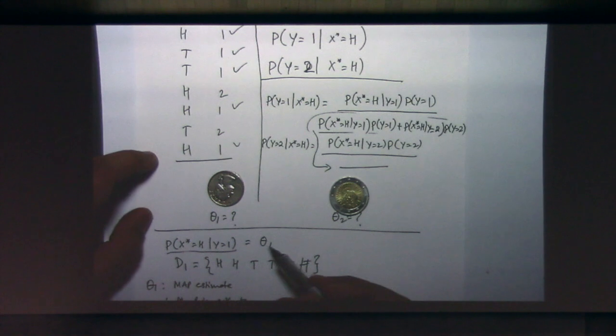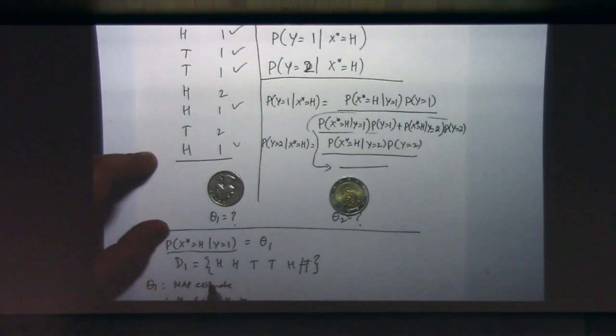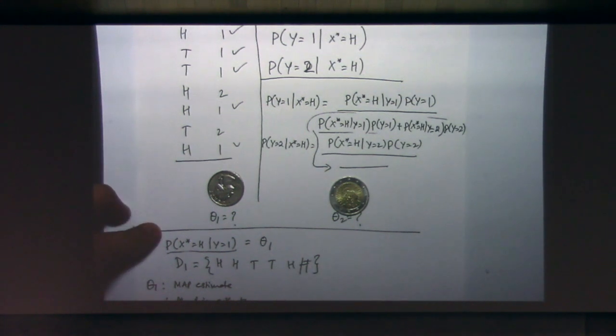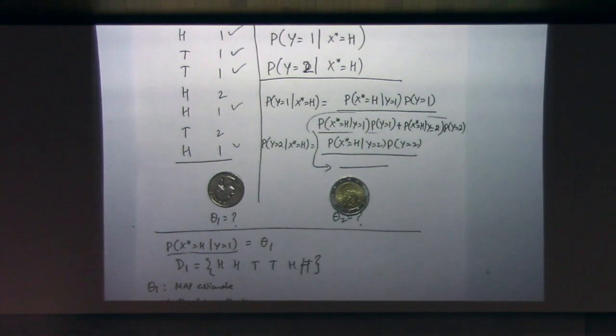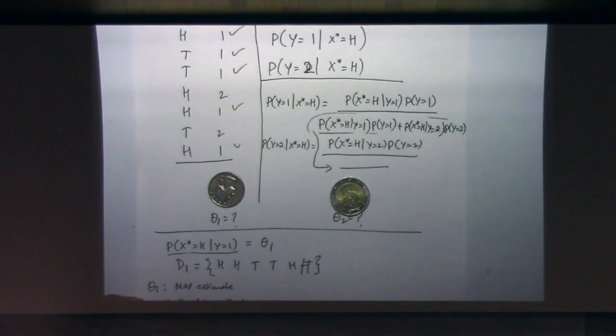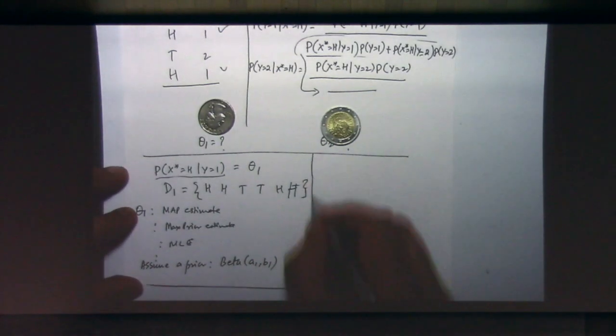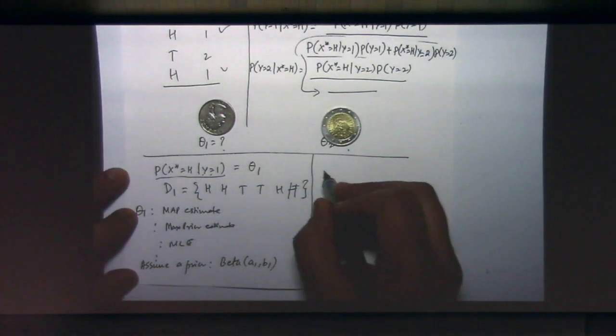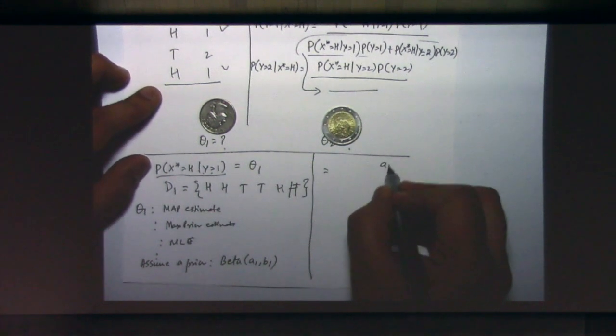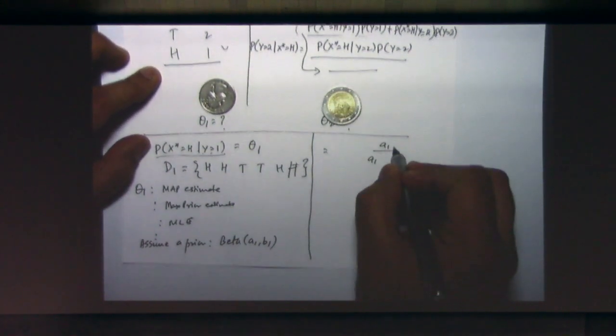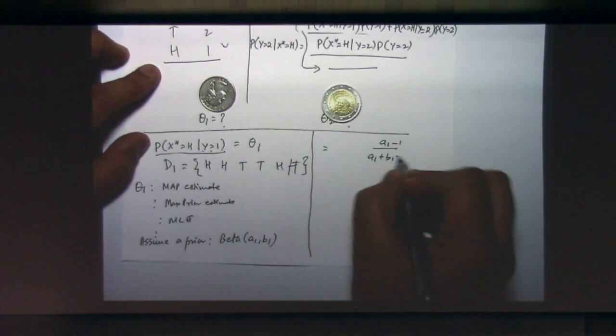So if you remember, let's say we assume a prior on the tosses. So let's say it is a beta with some a1, b1. Right. So now this value can be a1 over a1 plus b1, or the MAP estimate, which is a1 minus 1 over a1 plus b1 minus 2.